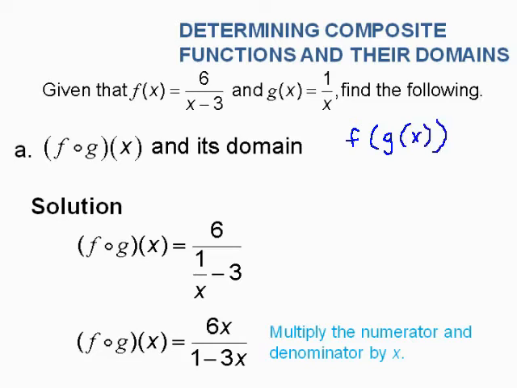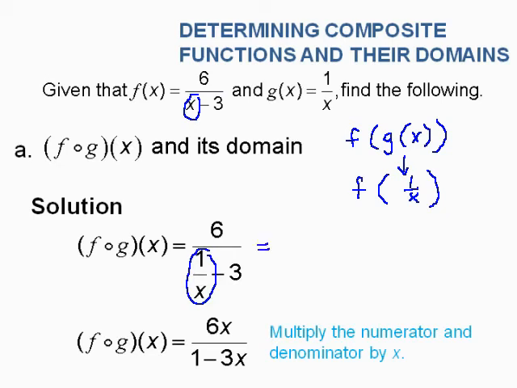With polynomials, we take whatever g of x is, now this one doesn't have numbers in it, and just plug it in here. So that would give us f of 1 over x. Now where are we going to take that 1 over x and stick it? Yes, we're going to stick it right there in for x. So we end up with 6 over 1 over x minus 3.